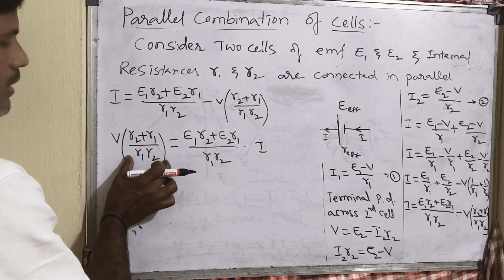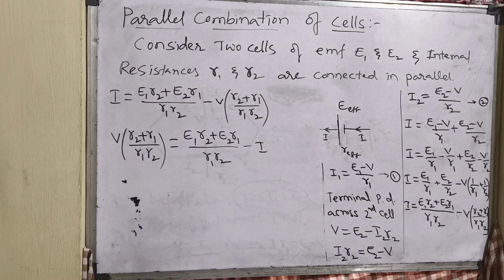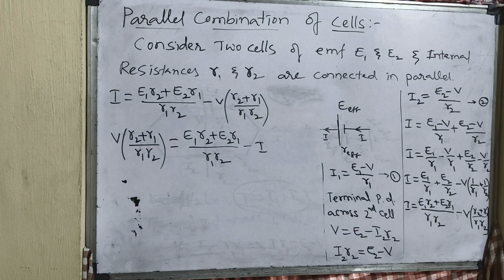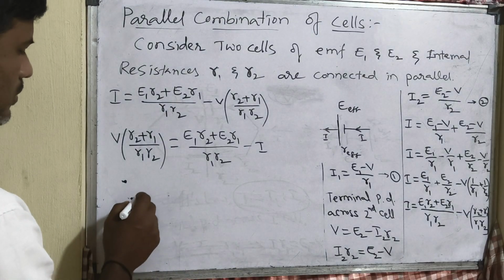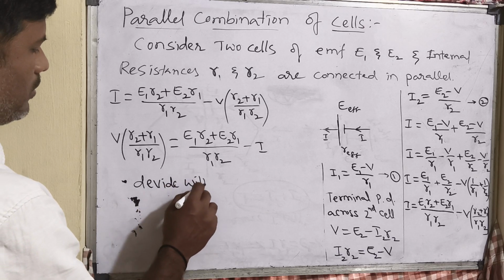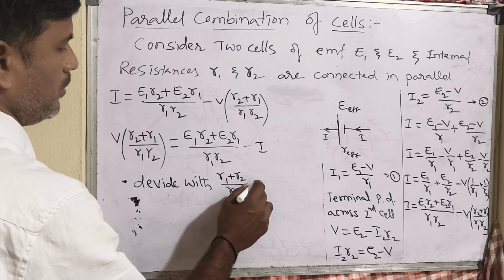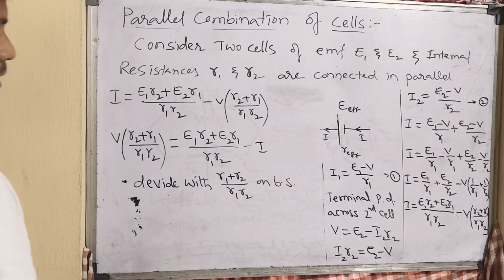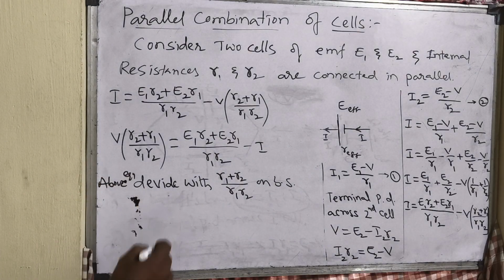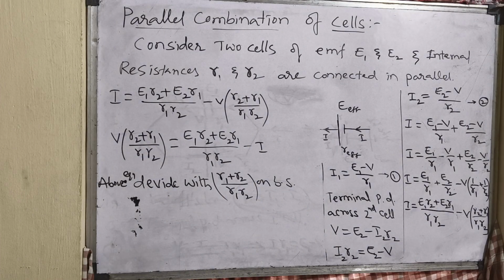Otherwise, divide with this function on both sides. That's clear. Otherwise it can be moved to that side, meaning it can be divided here, and with the reciprocal the final equation will come. But here the confusion starts. So that's why divide the above equation with R1 plus R2 by R1 R2 on both sides. Here now clear. So divide the above equation with this equation, on both sides.